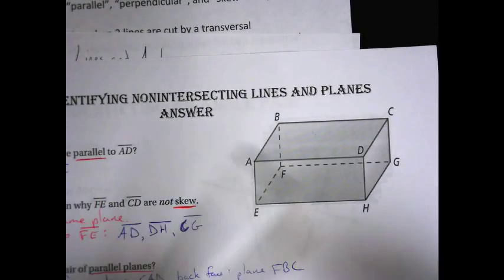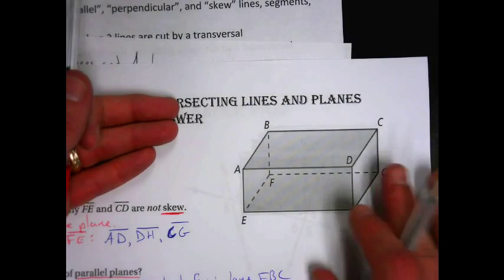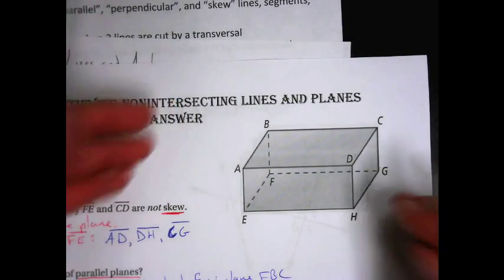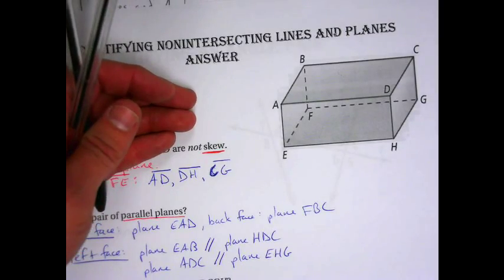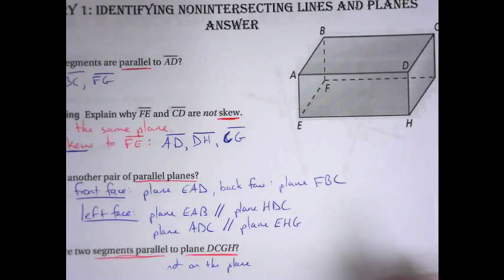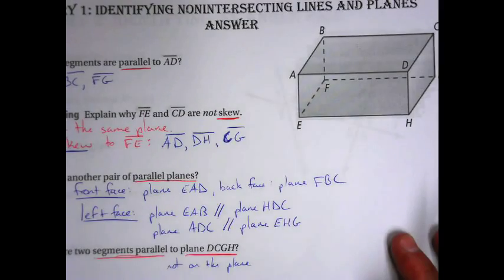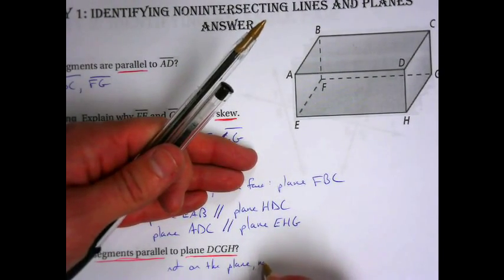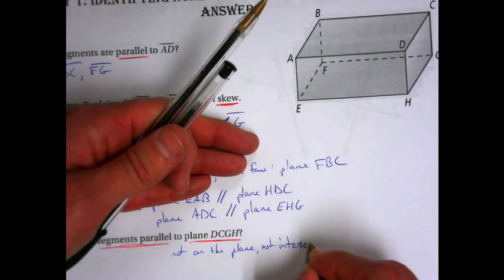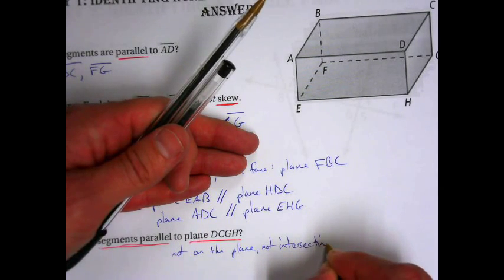And DCGH is the right face, okay? So we're going to find two segments that are parallel to DCGH. That means they're not on the plane and they're not intersecting the plane either, okay? So I'll add that as a note: not on the plane and not intersecting it.